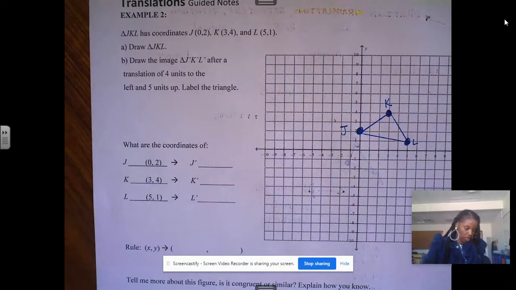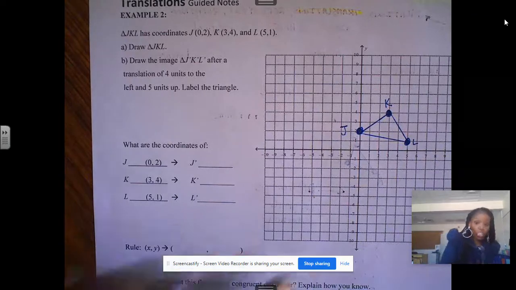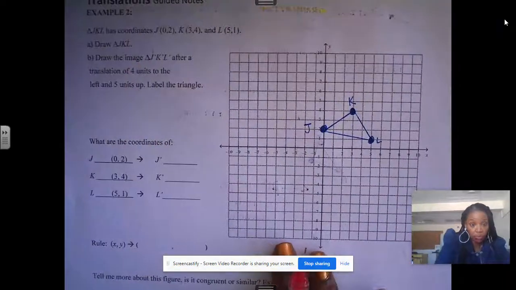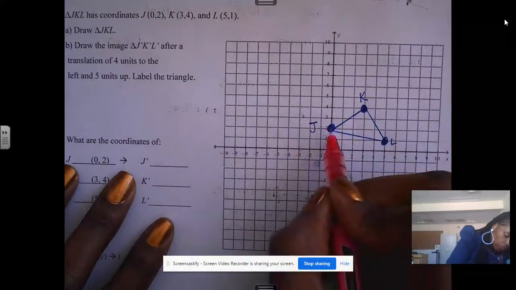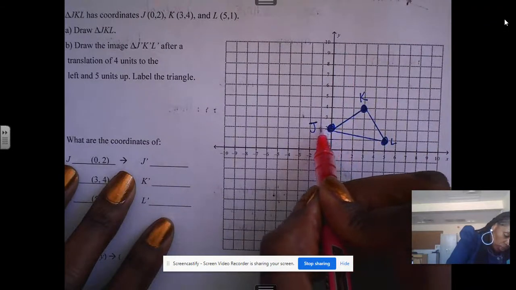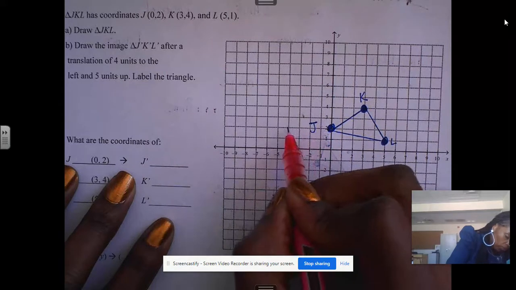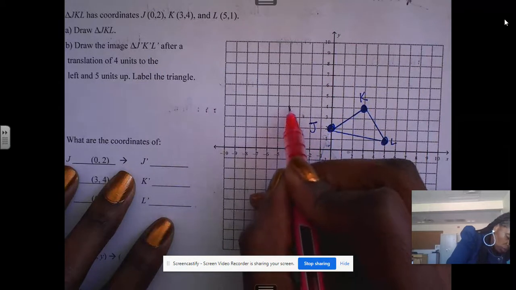Let me get a different color. And so I'm starting. Remember, you're only doing your endpoints. 4 units to the left, 5 units up. So my 4 units to the left, it'll be what? I'm starting here. It'll be 1, 2, 3, 4 units to the left. And then what do they say? 5 up. So it'll be 1, 2, 3, 4, 5.